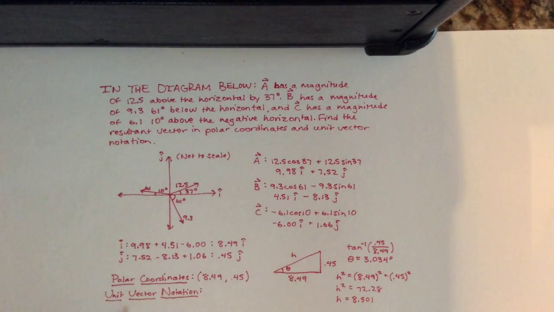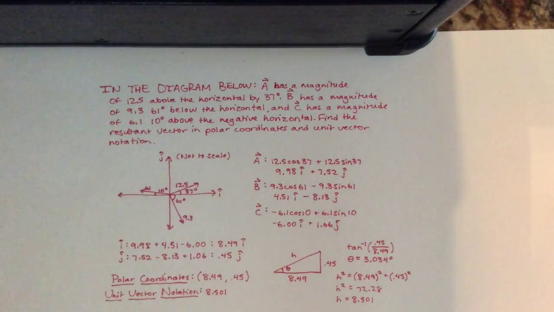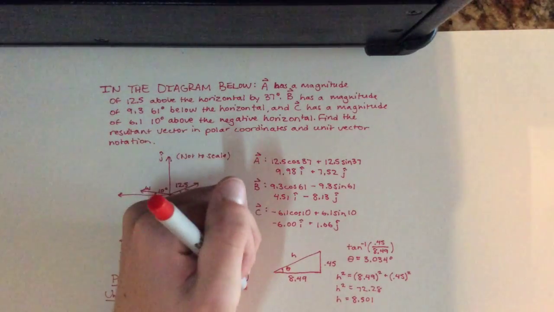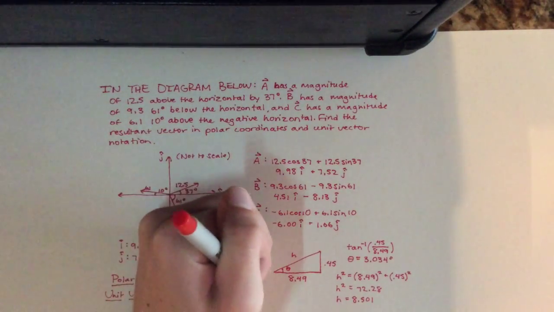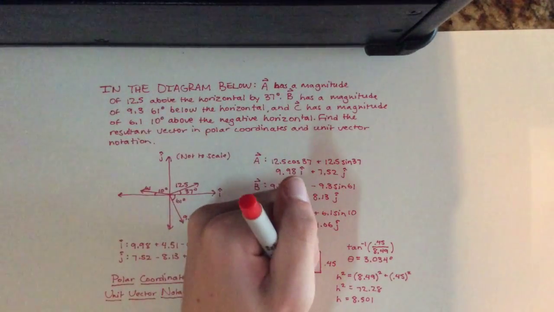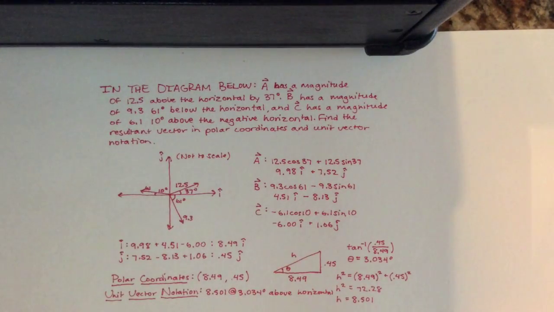And to put this into unit vector notation, you are going to describe the magnitude of your resultant vector, which will be 8.501, and then you give the angle at which the resultant vector goes relative to the horizontal. And so in this case, we have positive 3.04 degrees. So you're going to say 8.501 at 3.034 degrees above the horizontal, which I probably can't fit. So above the horizontal. And there you go.